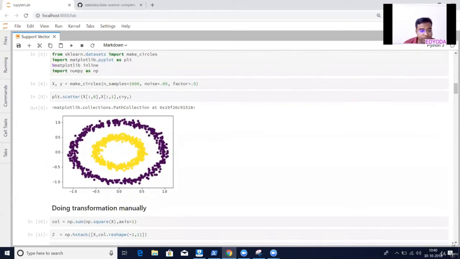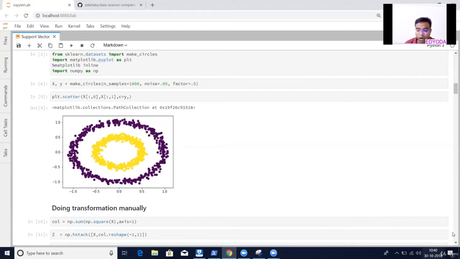So we are using make circles with factor 5, which decides how far this data is from each other. Noise is how distributed the data is, and number of samples is the total number of data. And we can see here the data. Now we want to transform this not linearly separable data into linearly separable data, basically to a format where you can draw a line or a plane which can separate the data.